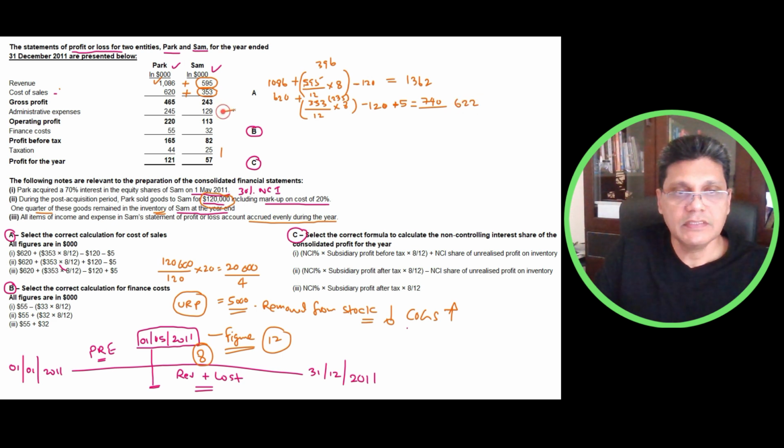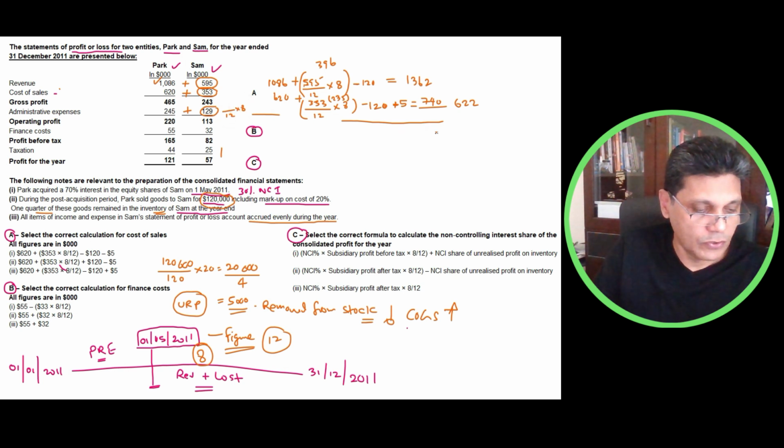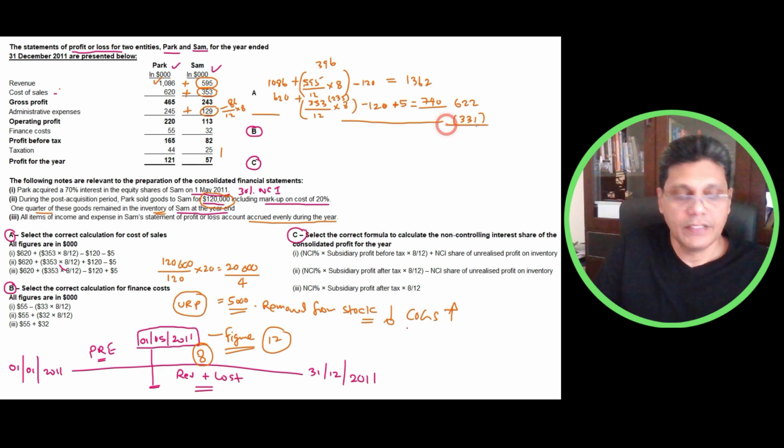Then administrative expenses, you need to do in a similar way. 245 plus 129, divided by 12 multiplied by 8. So your admin cost will be how much? Take that number, this number is going to be 86. So 86 plus 245 will be 331. That amount has to be deducted to get the operating profit, which will be 291.